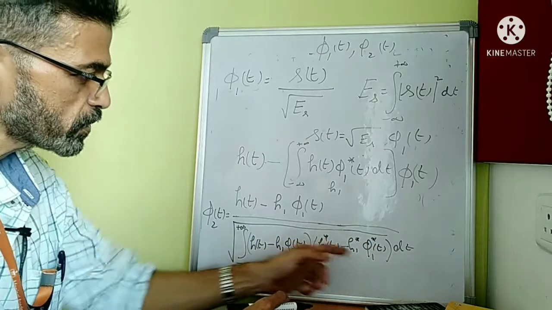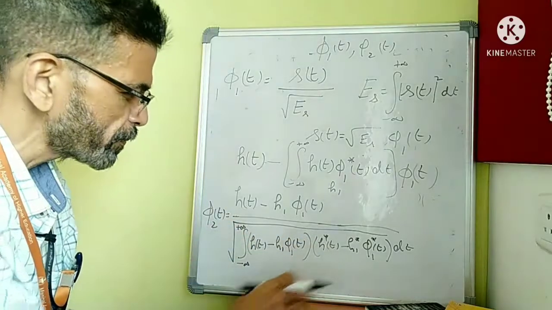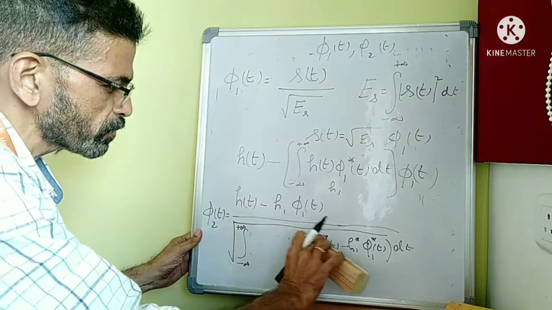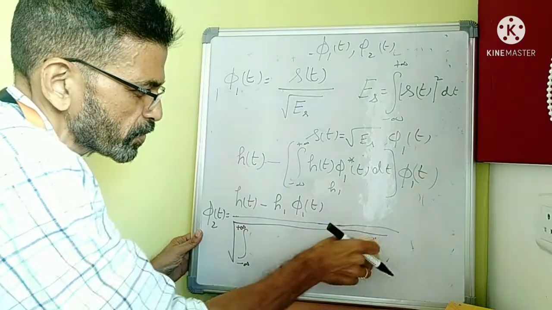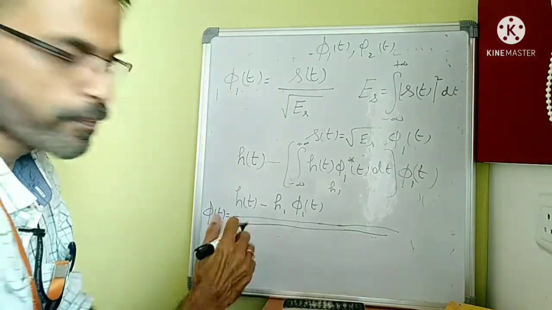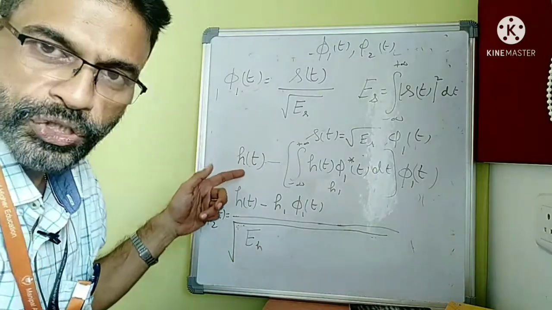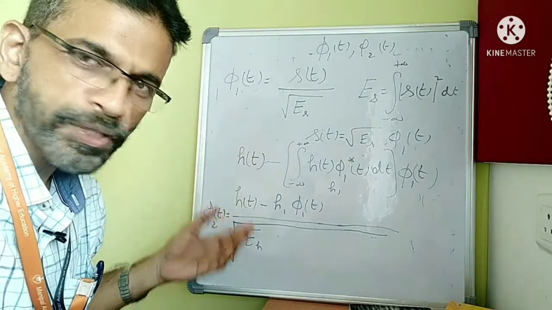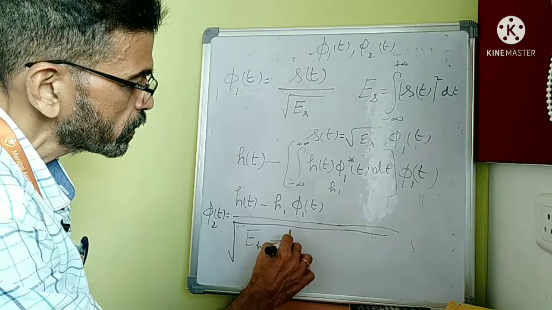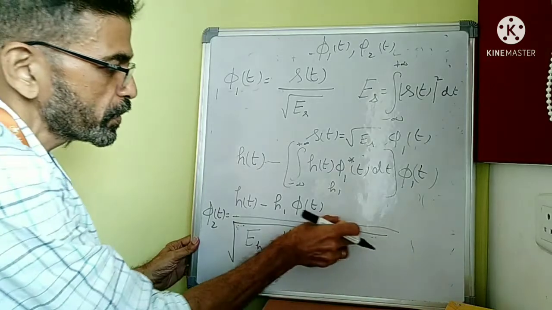We can expand this. I'll just show you a few steps. h(t) into h conjugate (t) will give magnitude square h(t). I will write down the final result because I don't want to spend time on this. After performing the integration, you will get the result as equal to EH, where EH is the energy of the signal h(t), defined as the integral from minus to plus infinity of magnitude h(t) square dt, EH minus magnitude h1 square. So this is phi 2(t).